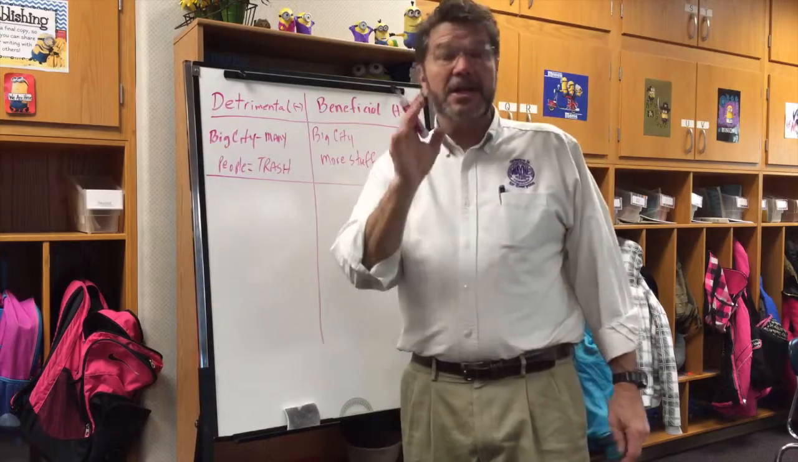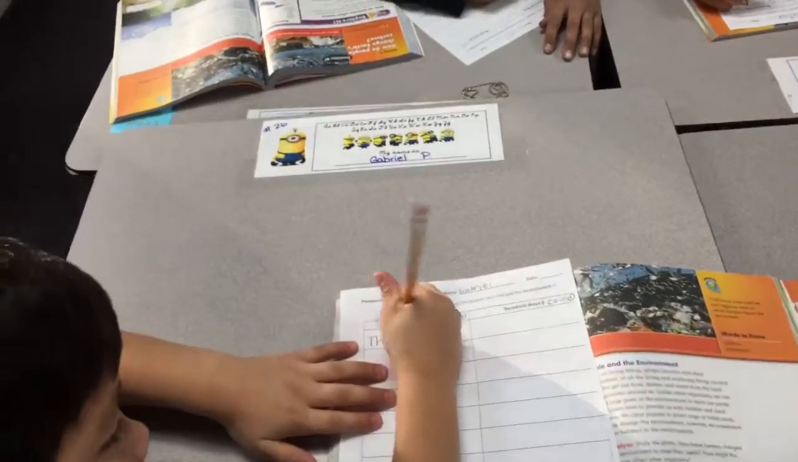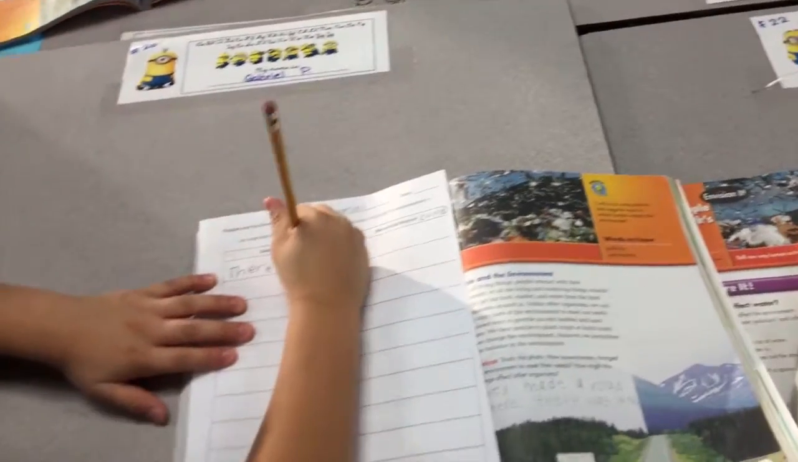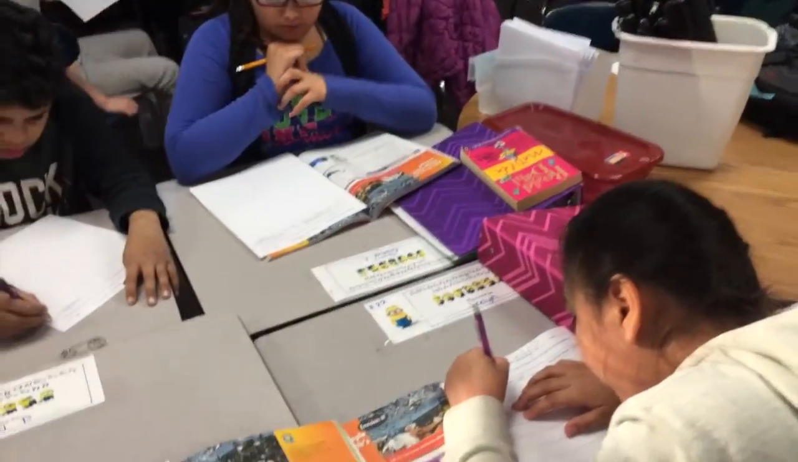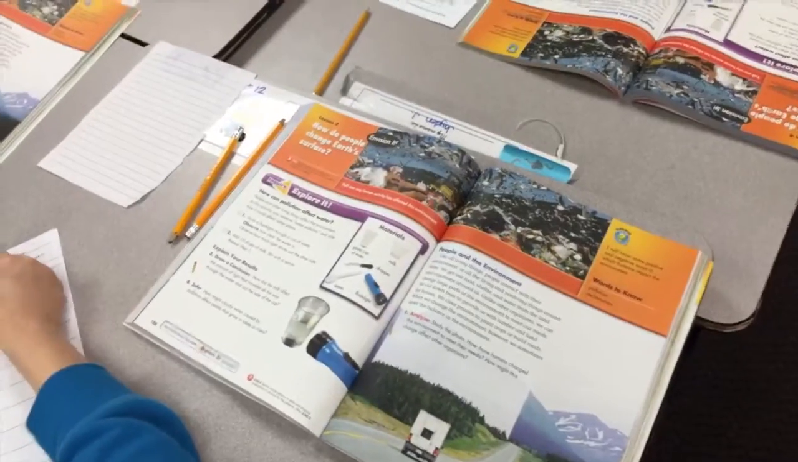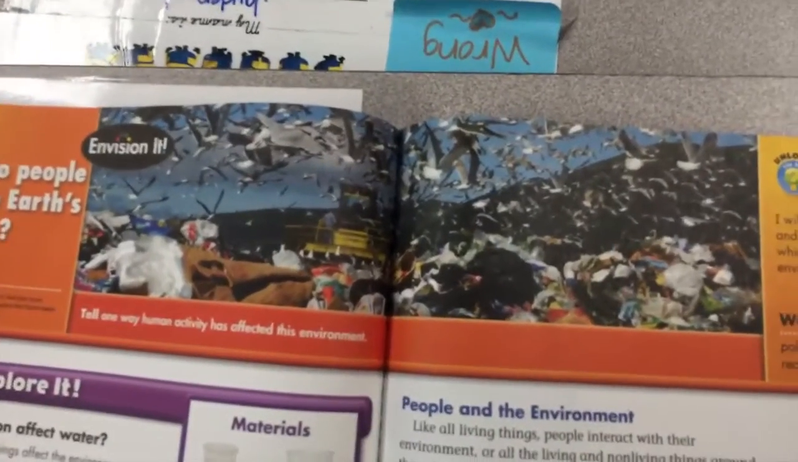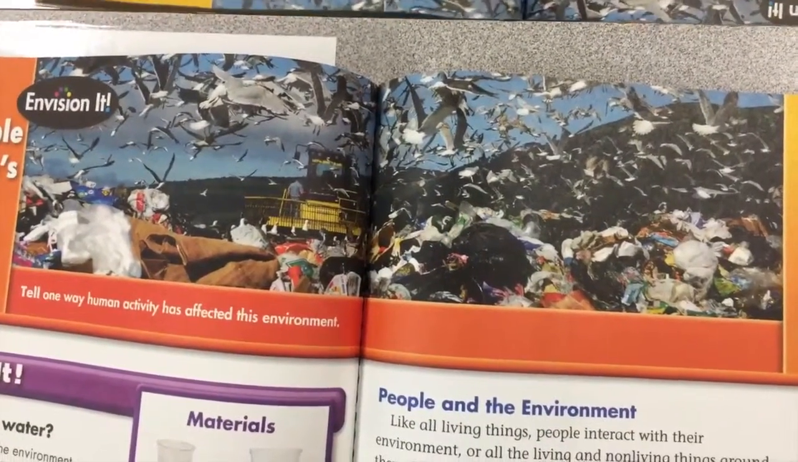So let's take a look at our workbook. So go ahead on your worksheet where one side's detrimental and one side's beneficial, and talk about how a city might be something detrimental or something beneficial. Let's take a look at the top of our workbook page and check out this picture here. What does that show you? It's trash. It's just trash everywhere.